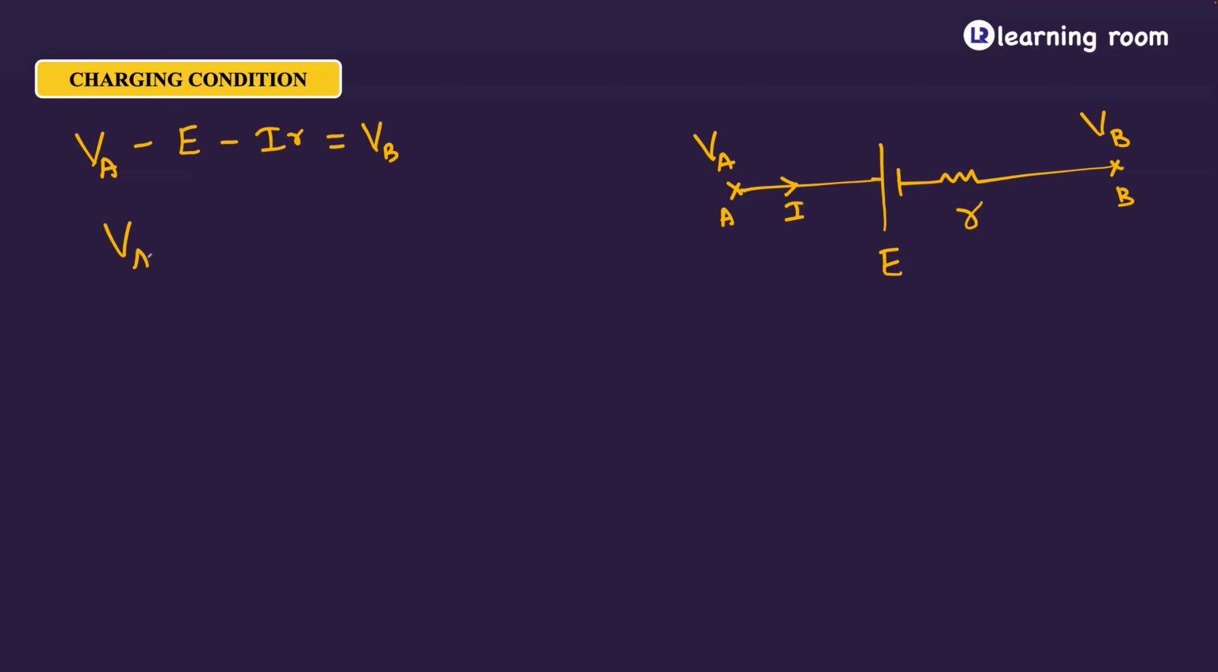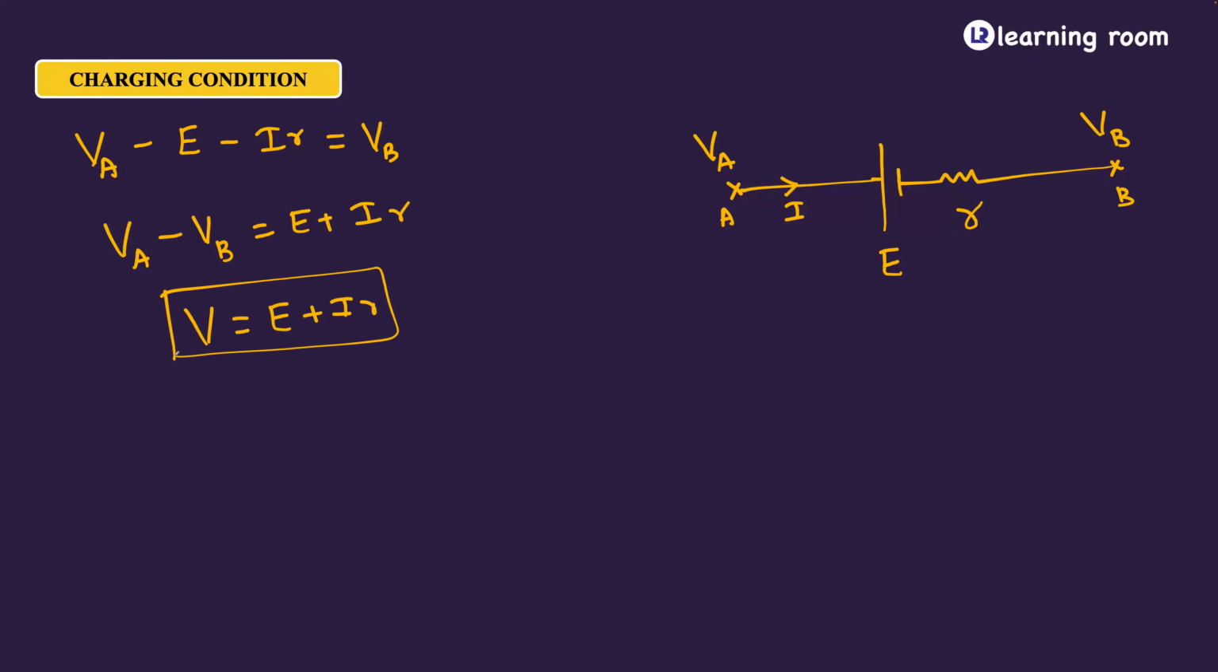So VA minus VB in this scenario is going to be E plus I into R. So V will be equal to E plus IR, and this is the relation between terminal potential, EMF and internal resistance when the cell is getting charged. Okay. So in this case, the terminal potential difference will be greater than the EMF. It will be greater than the EMF.